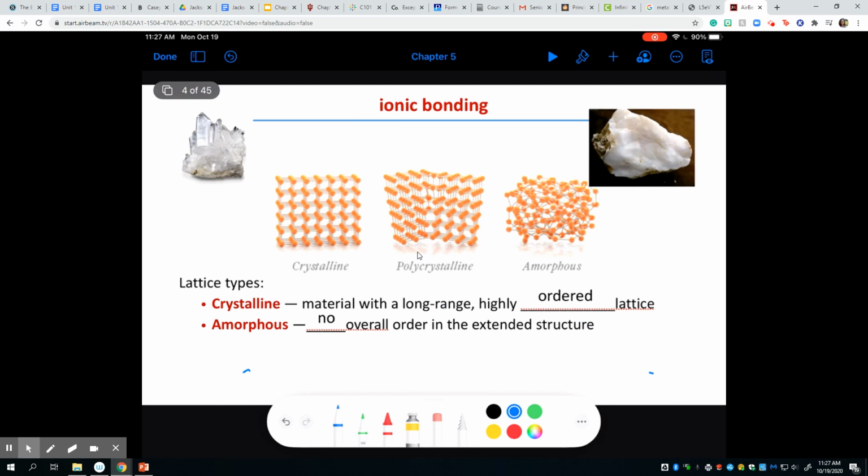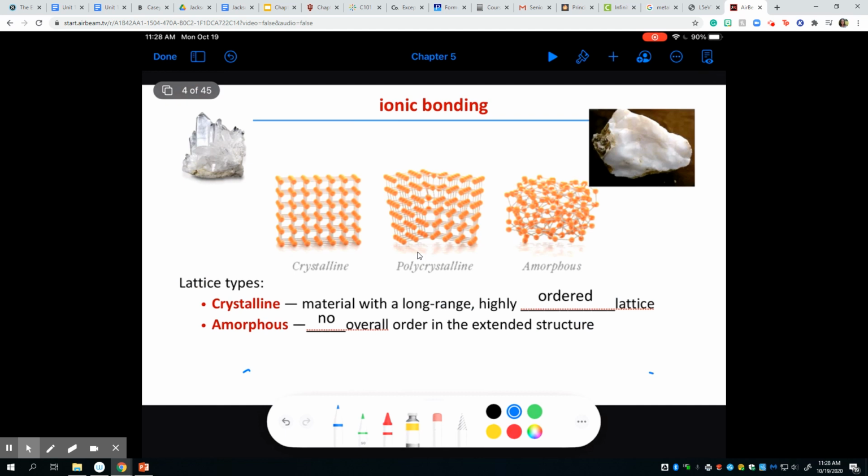And then we have the, I can't remember how you say that, amorphous, which just means that there is no order in the extended structure. So the crystalline is a material with a long-range, highly ordered lattice, and the amorphous has no overall order in the structure. They are still negative and positive beside each other. It's not that the amorphous mixes it up. They still are negative and positive, but they're more like a hodgepodge put together instead of nicely lined up like the crystalline structure.